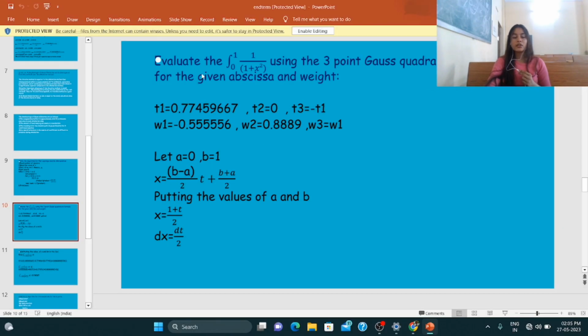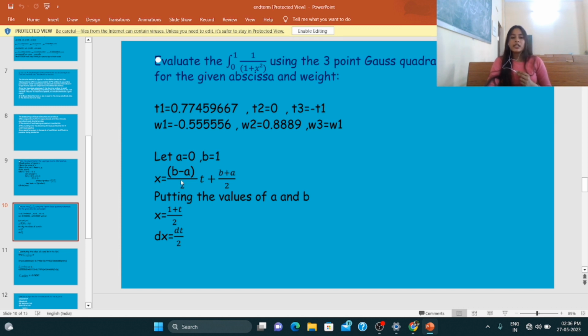The next question is evaluate the function using the 3-point Gauss quadrature formula for the given abscissa and weight. We get the following given details: T1 equals to 0.77459667, T2 equals to 0, T3 equals to minus of T1, W1 equals to 0.555556, W2 equals to 0.8889, W3 equals to W1. Let a equals to 0 and b equals to 1.